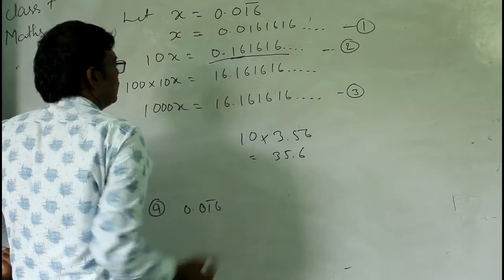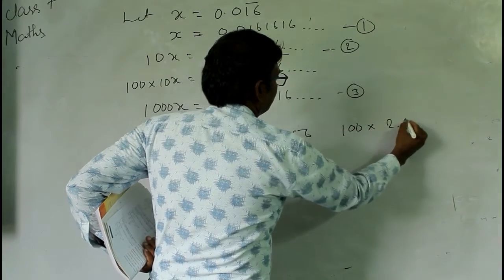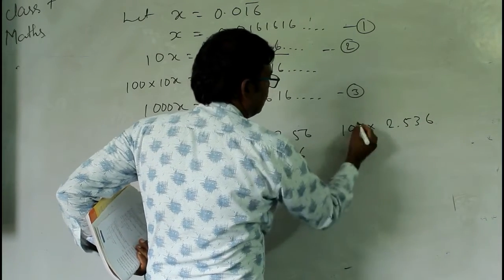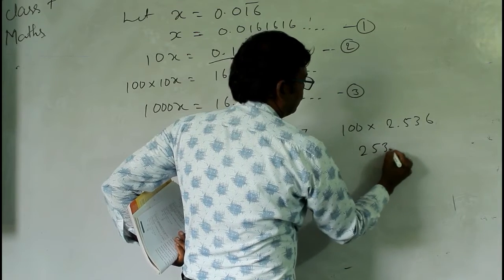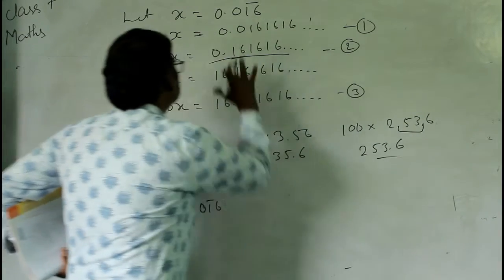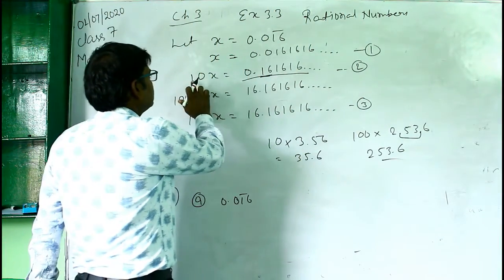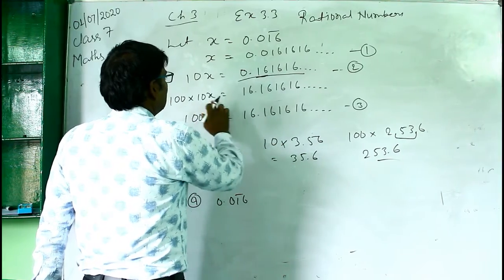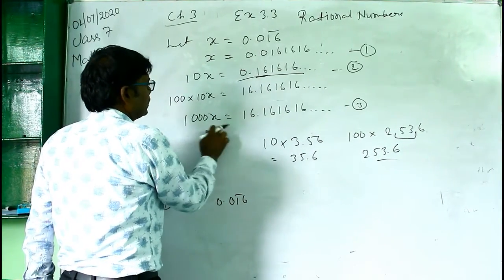So this will be the number, because see that 100 into, suppose, 2536 like this. If you multiply this number by 100, then it will be 253.6. Okay, this decimal will move to this place. So here also like this. So now when you multiply this with 100, we will get this, and then here 100 into 10 will be 1000x equal to this.